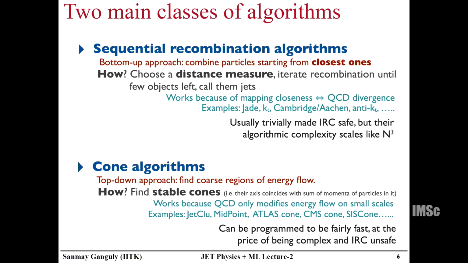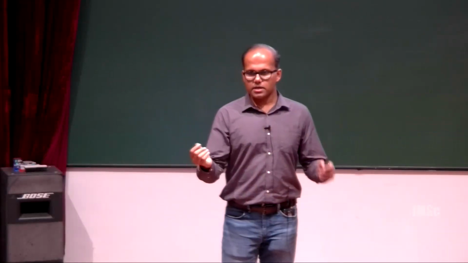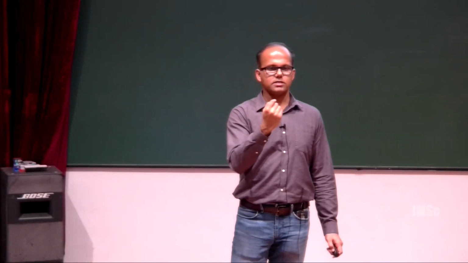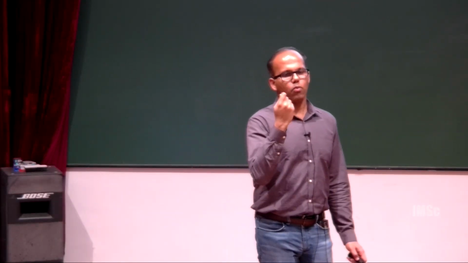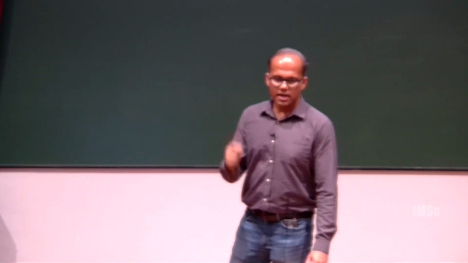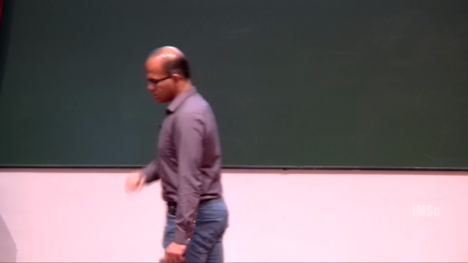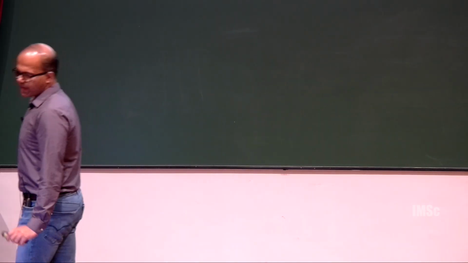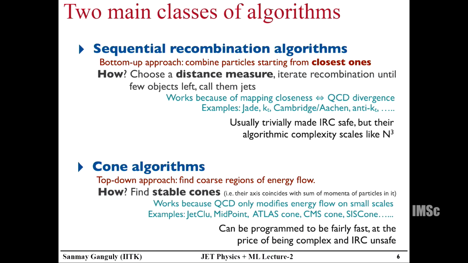So people eventually moved to sequential recombination algorithms, which are a bottom-up approach, which says, given a set, you start clustering the elements of the set from one point, choose one element in the set and start clustering. How that happens, we will come to pretty soon. And that gave an IRC-safe variable, but it's computationally much more intense. Okay, so let's see what these are.